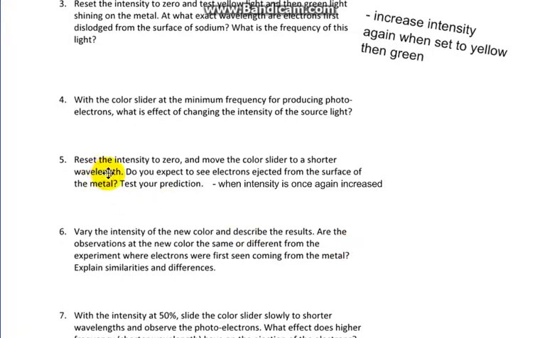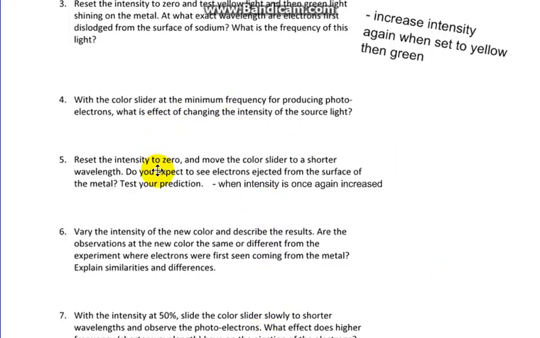And down here it says reset the intensity to 0 and move the color slider to a shorter wavelength, to expect to see electrons ejected from the surface of the metal. Test your prediction, and once again, increase the intensity so you can actually see it.